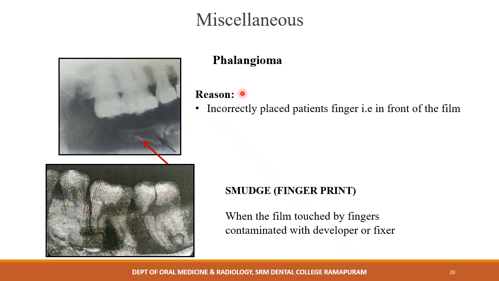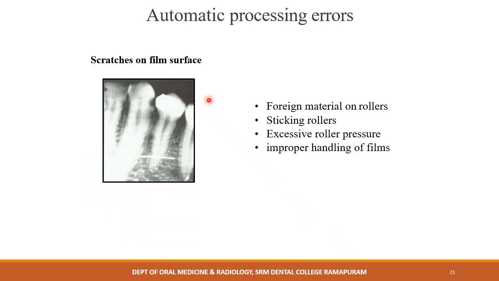Miscellaneous errors. Finger image. This occurs when the patient inadvertently places the tip of a finger in front of the film. Smudge of fingerprint occurs when the film is touched by fingers contaminated with developer or fixer. Automatic processing errors include scratches on the film surface. This can occur due to foreign materials on the roller or excessive roller pressure and improper handling.